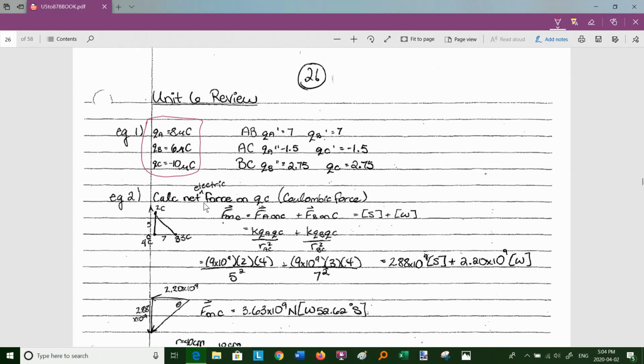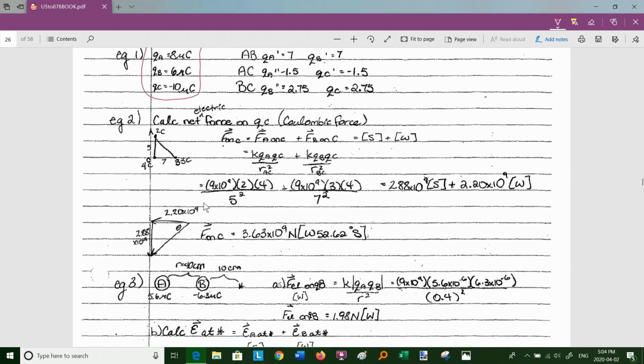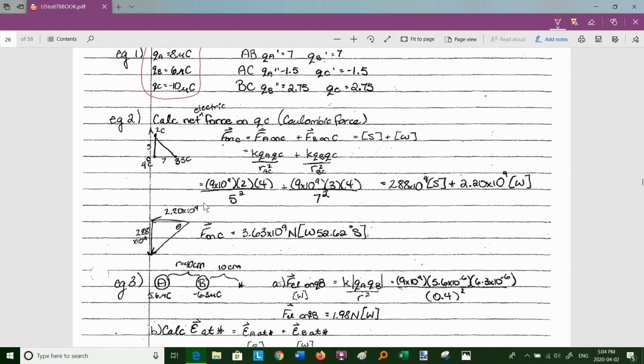Okay, second example here. What do we got going on here? Calculate the net electric force, not electric field, but electric force on this charge here, C, in a right angle triangle. Okay, so it is 4 coulombs. A is 2 coulombs, B is 3 coulombs, and you see the legs of the right angle triangle. AC is 5 meters, BC is 7 meters. So the net force on C: A pushes C south, B pushes C to the west. So it's going to be somewhere southwest.